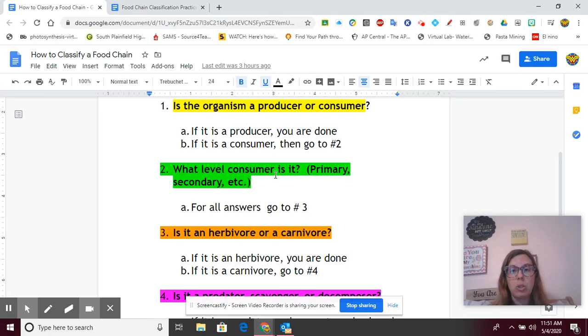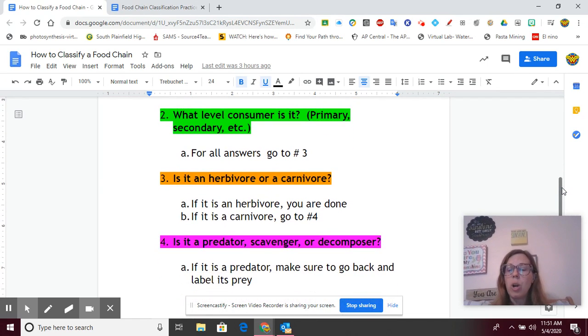Primary is the first consumer in the food chain. Secondary is the second consumer. Tertiary is the third. And then we have the fourth level and the fifth level consumer. Then for all answers, you're going to move on to question number 3. Is it an herbivore or a carnivore? If you determine the organism is an herbivore, you write herbivore and you are done with that organism. If you determine it is a carnivore, you write carnivore and you move on to question number 4.